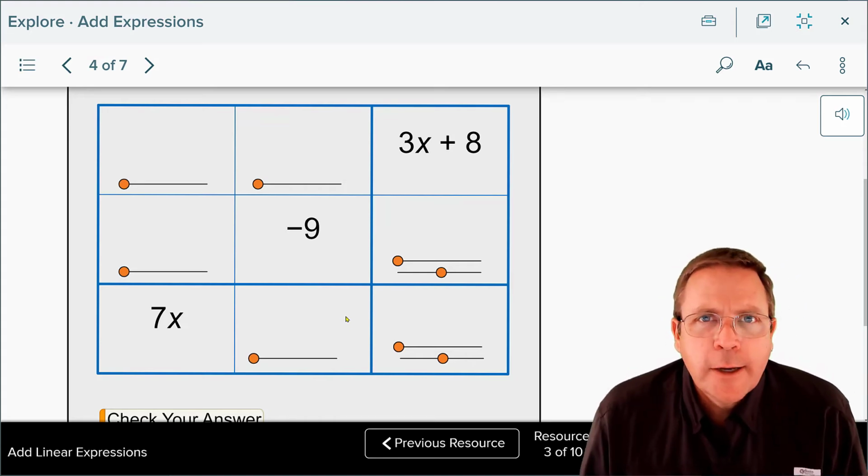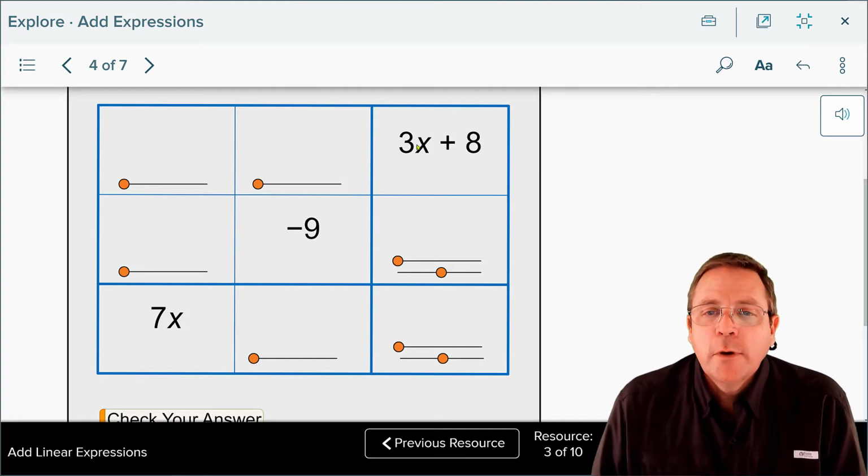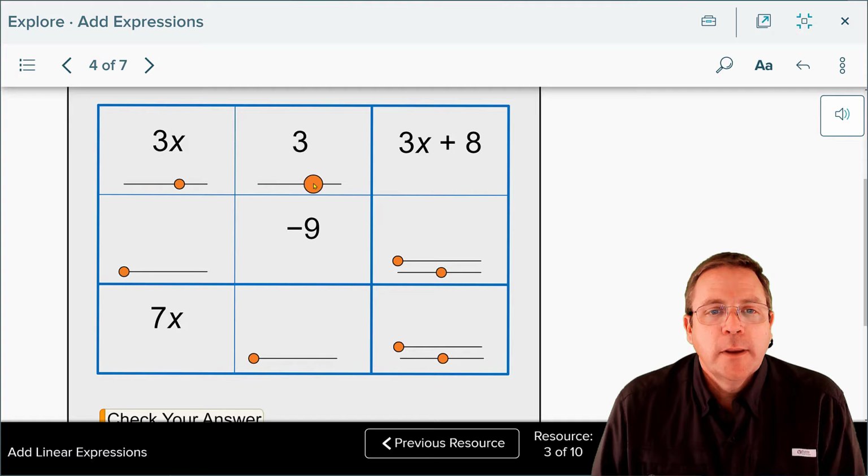So did you get it right? I hope you did. Let's figure out what we have here. This way is a 3x and an 8. So what goes in my x thing? It's going to be 3x because it says so right here. And what's my constant going to be? It's going to be 8. How do we know? Because it says so right here.